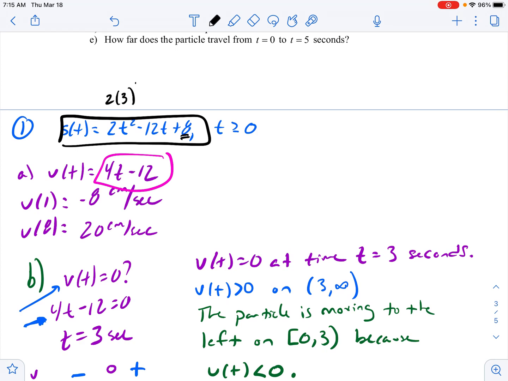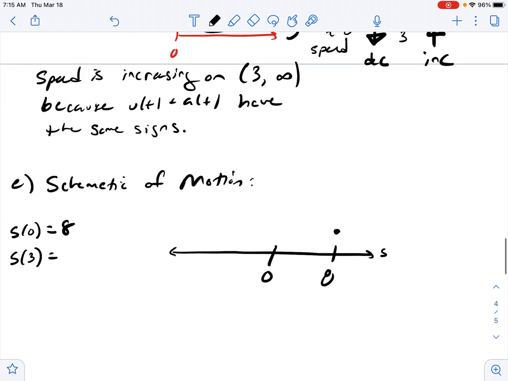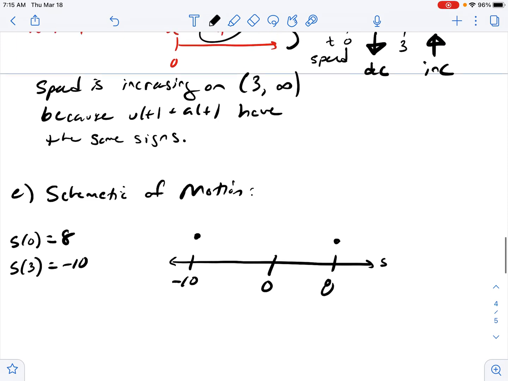So let's see, 2 times 3 squared. What do we get here? 9 is 18 minus 36 is negative 18 plus 8 is negative 10. And so we are at position negative 10 at time 3. So I'm 10 units, 10 centimeters to the left of 0 at time 3. All right. What else do we know?